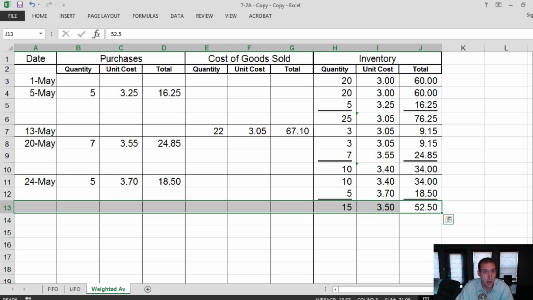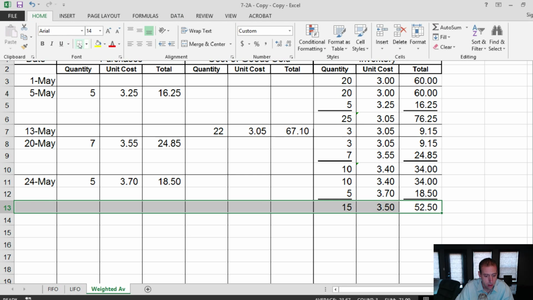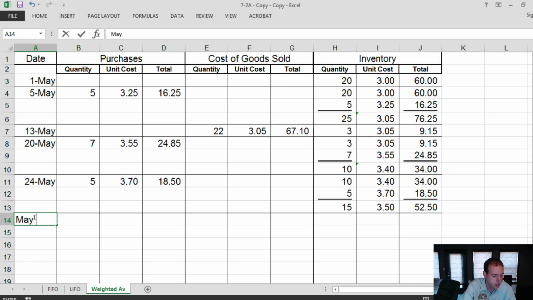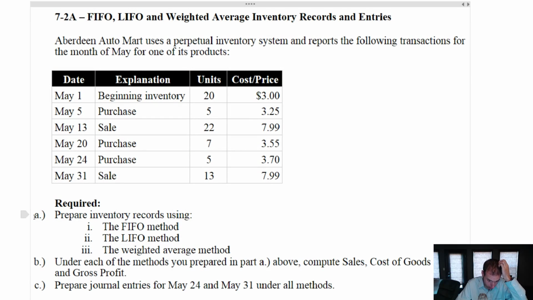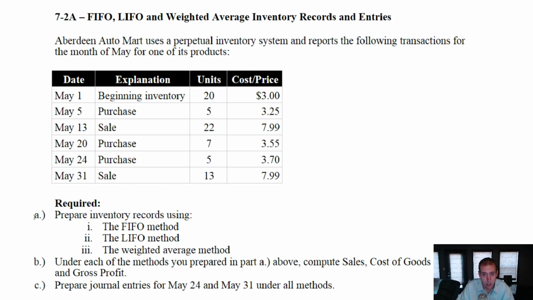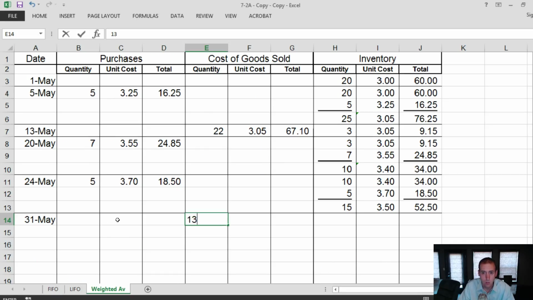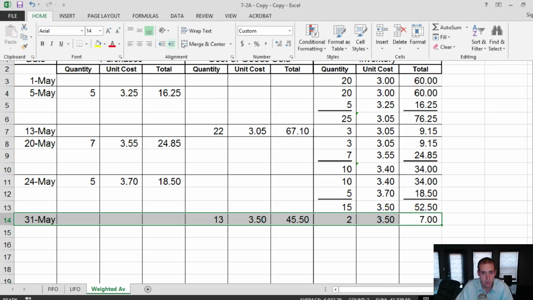On to our last transaction. This one is a sale. On May 31st, we sell 13 units for $7.99. We sell 13 units, but $7.99 is the price, not the cost. The cost is $3.50. We have to say which units we sold? Well, they're all the same. 13 times $3.50 is $45.50, leaving us two at $3.50. Two times $3.50 is $7. That's it. We are complete.